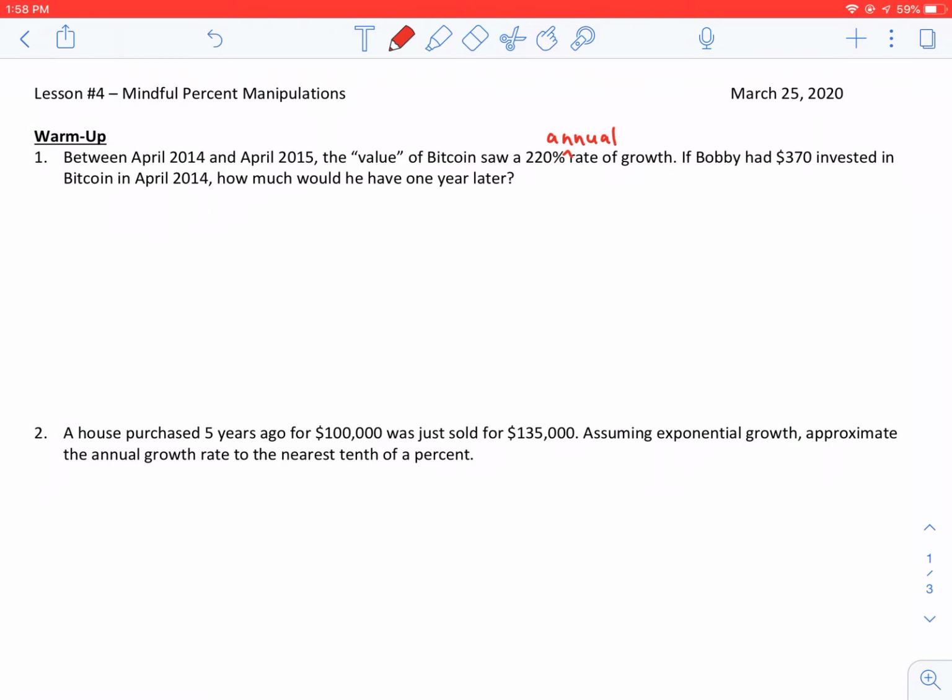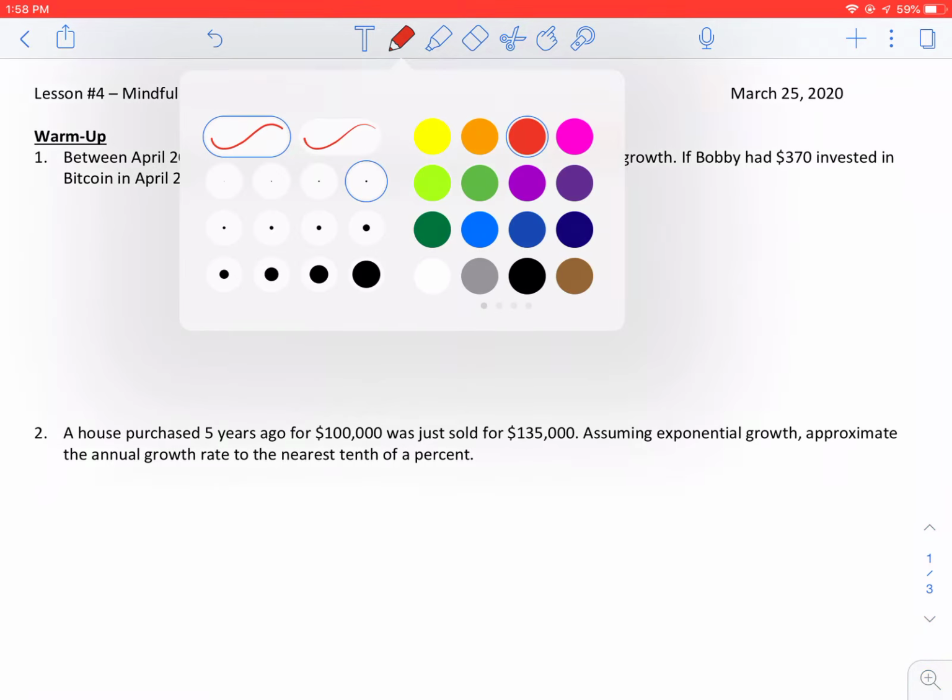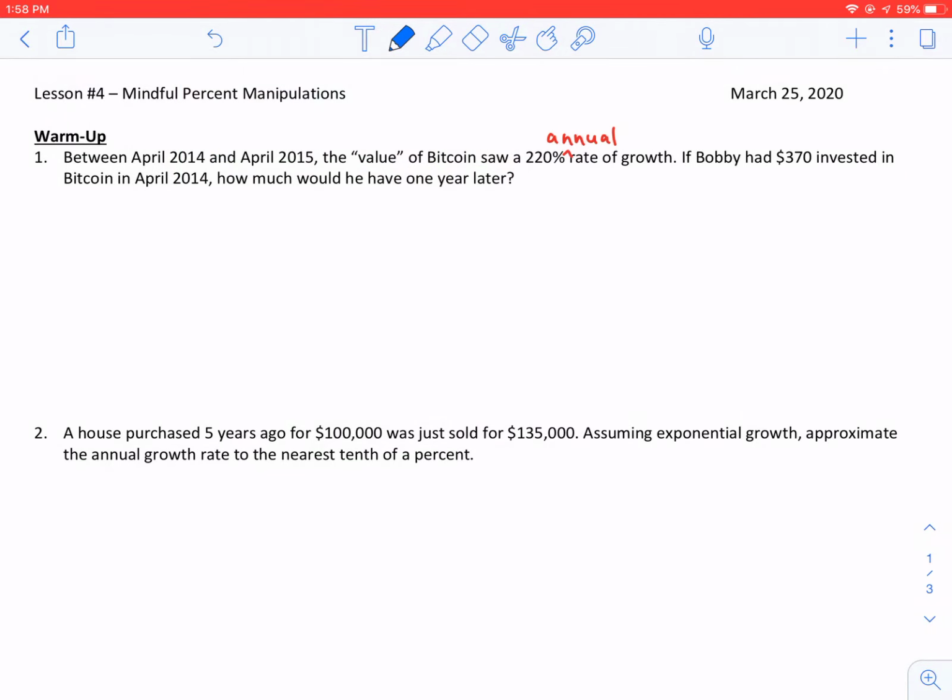But today's lesson, mindful percent manipulations, we're going to be converting things like an annual rate of growth to different time spans. So like what's the decade rate of growth or the monthly rate of growth. Alright, so that's today's topic. But before we do that kind of stuff, why don't you guys go ahead and try this warm up. So pause the video and give that a go.